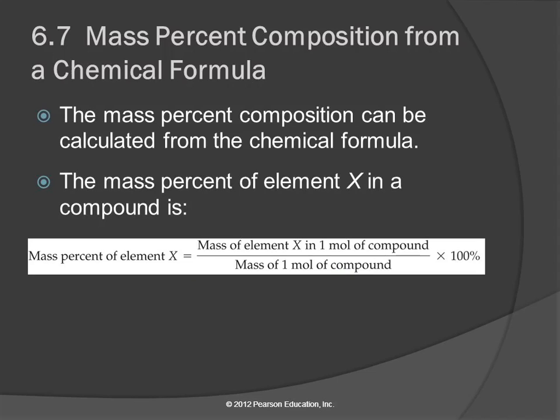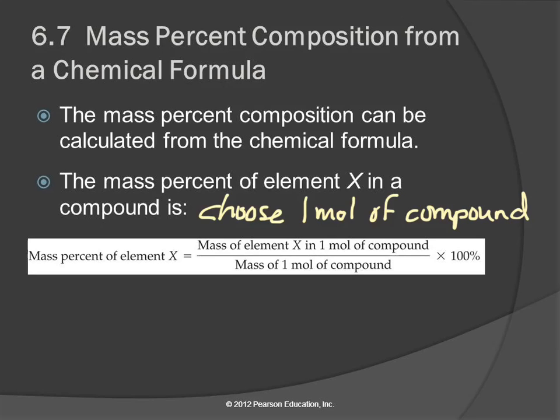But now we don't actually have a particular sample. And so what we're doing is we're just deciding to use 1 mole. So we choose 1 mole of compound because it's easy. So we say, okay, well, what's the mass of 1 mole of this compound? Well, it's the molar mass. We learned how to calculate that. And then we calculate the mass of element X in 1 mole, and that's easy to calculate too. And so we can use the chemical formula and calculate the mass percent.